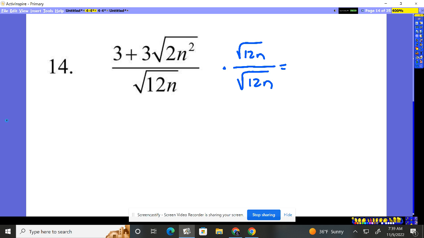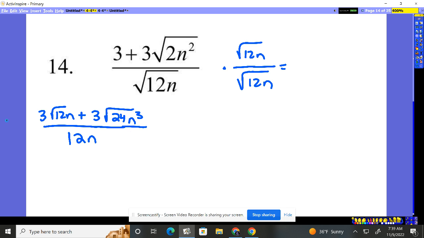Now, I'm going to come over here. Let's deal with the denominator first. Root 12n times root 12n simply cancels the root out and you're left with what's on the inside. Now up top, we got to make sure this is root 12n times each of these pieces. So the 3 gets multiplied by root 12n. And then this other piece, well, you have a 3 on the outside, 2 times 12 is 24, n squared times n is n cubed.